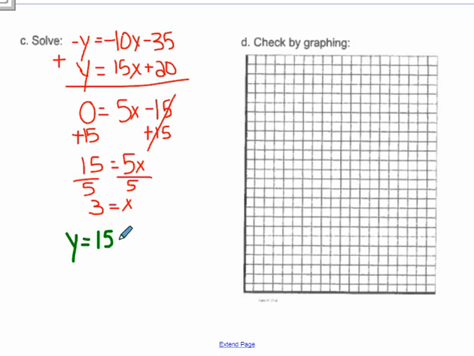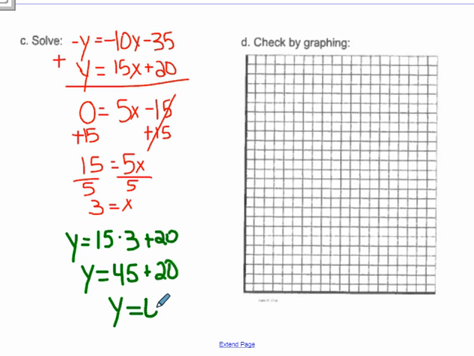So 15 times 3 instead of times x plus 20. So y equals 45 plus 20, and that'll give me 65. So this tells me that after 3 months of savings, both Samantha and Scott will have $65 in their account.